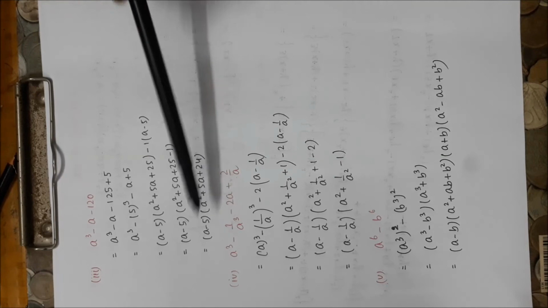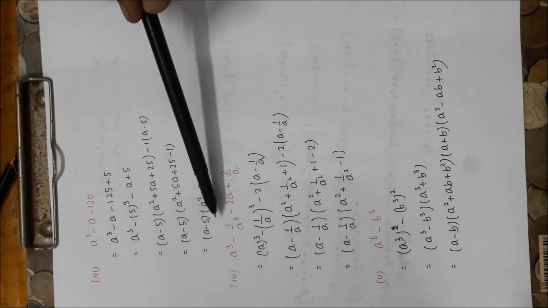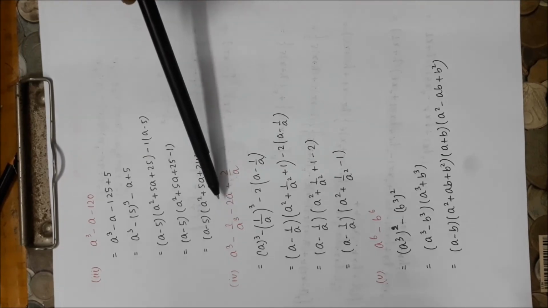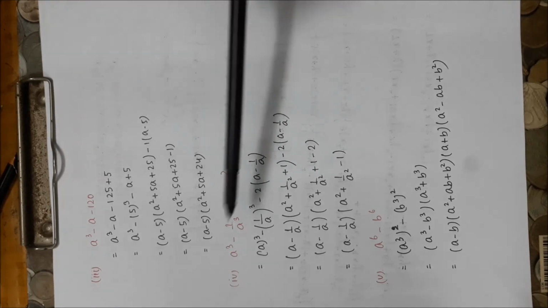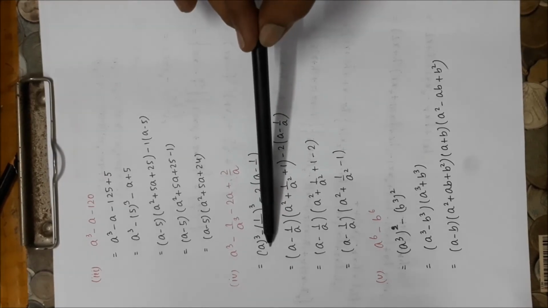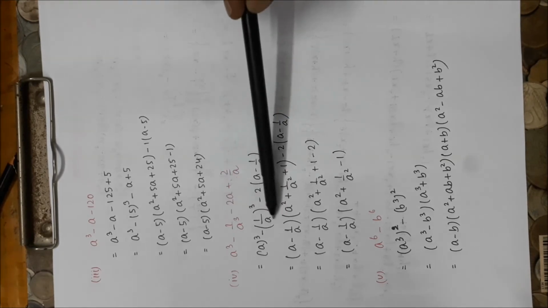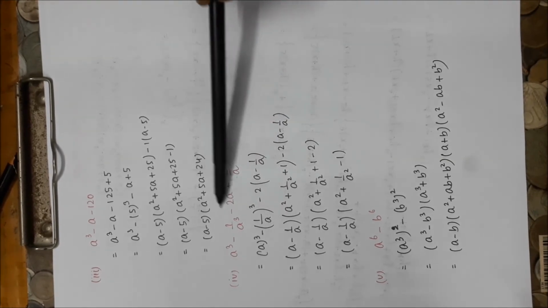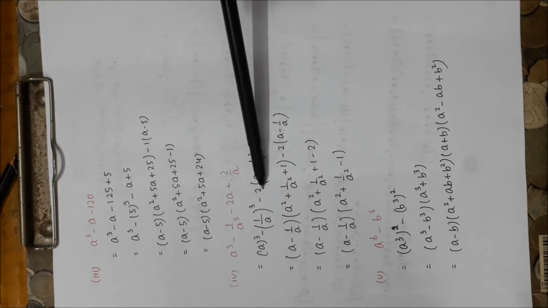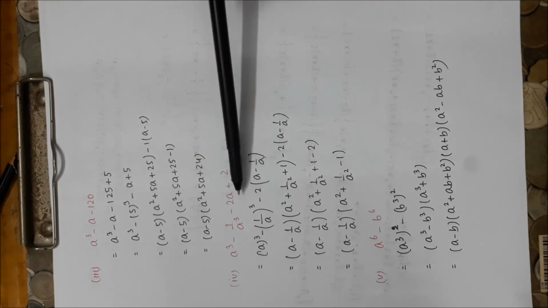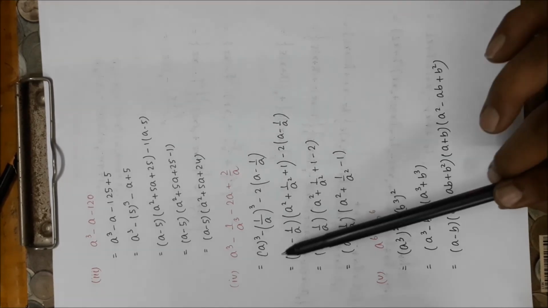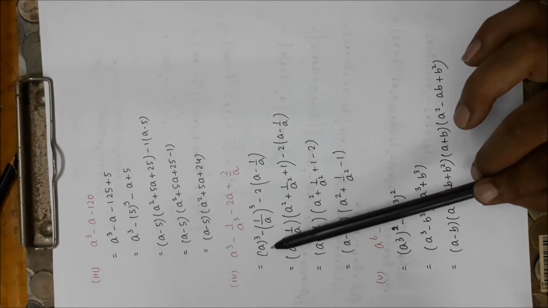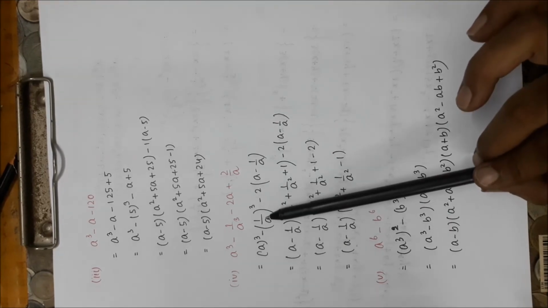Let us check another problem. a cube minus 1 by a cube minus 2a plus 2 by a. a cube minus 1 by a cube can be written as cube of a minus cube of 1 by a, and from these two terms we are taking minus 2 as common. So if you take minus 2 as common, you'll get a minus 1 by a. Here use the formula of a cube minus b cube.